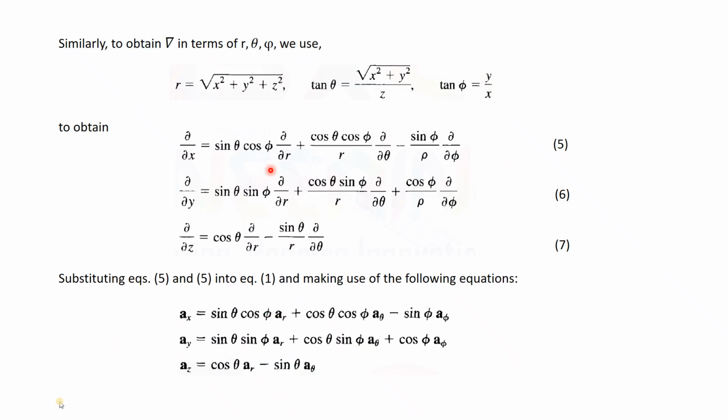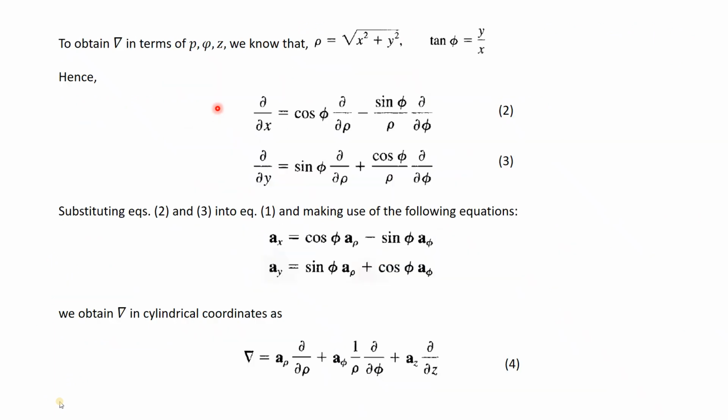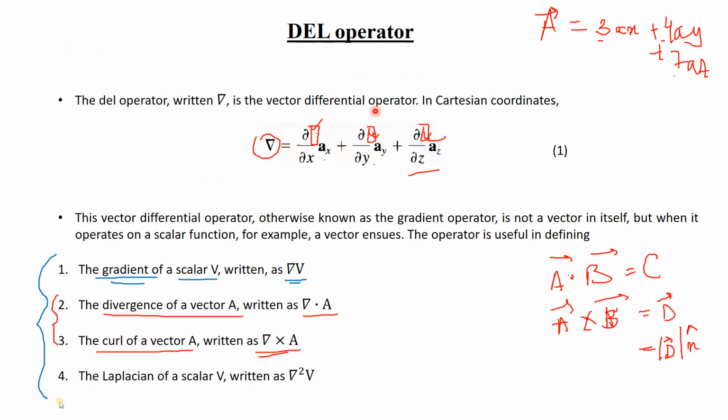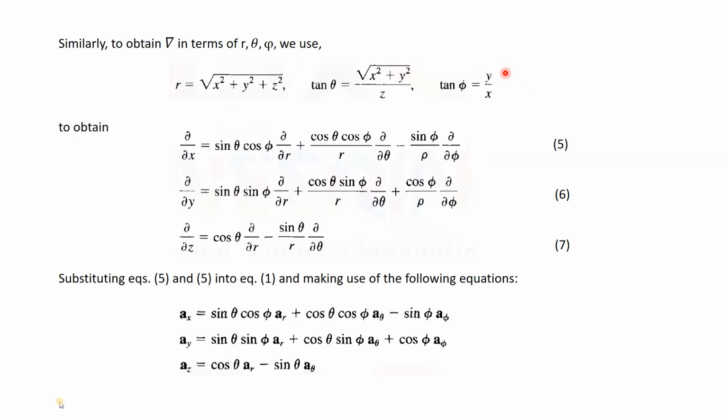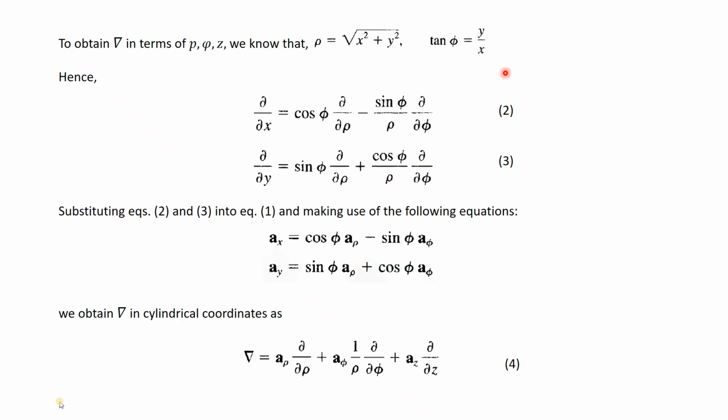Now I am skipping this part, because this is the representation of del, which is not that important, just theoretical: if the del operator is there in Cartesian, how will you represent it in spherical? So this is the representation of the del operator in spherical. The vector conversion is shown over here.